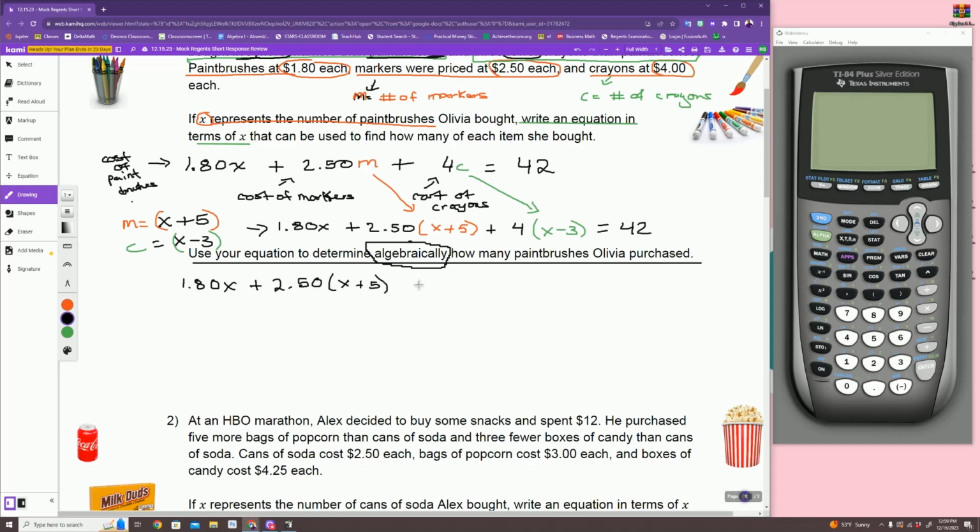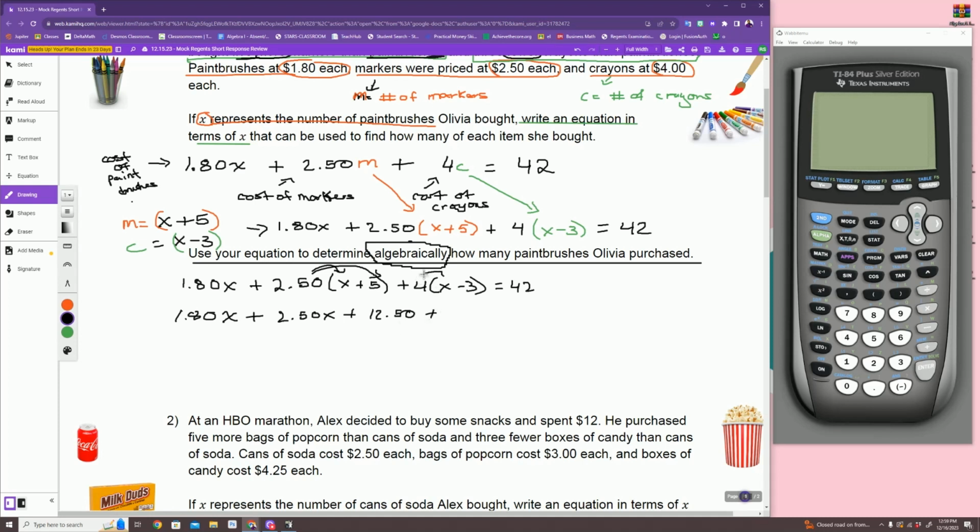2.50 times x plus 5 plus 4 times x minus 3 equals 42. What I just did is I rewrote the equation that we just came up with, which is the same one from on top here. We do 1.80x plus 2.50 times x plus 5. We're going to distribute. 2.50 times x is 2.50x. And then 2.50 times 5, if you want to do it in the calculator, you can. This here will give us 12.50.